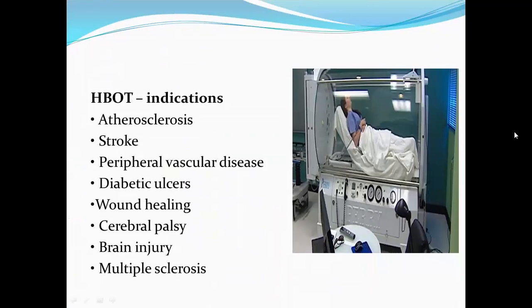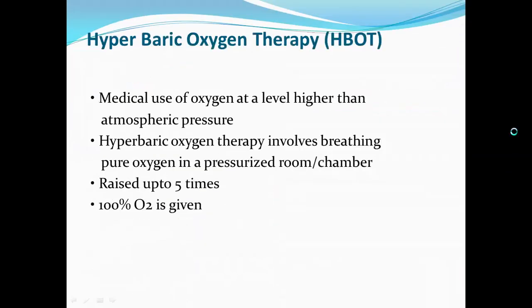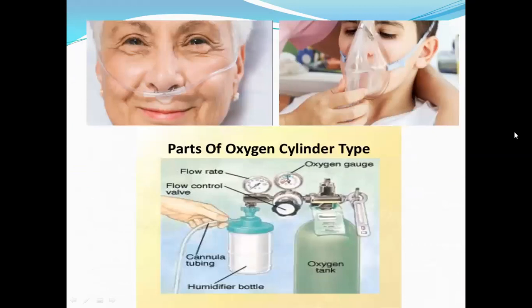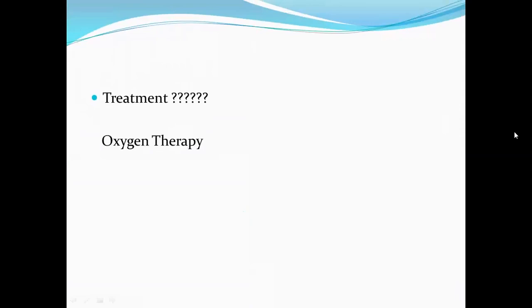The indications for giving this HbO2 are atherosclerosis, stroke, peripheral vascular disorders, diabetic ulcers, wound healing, cerebral palsy, brain injury, and multiple sclerosis. Many of these disorders can lead to hypoxia, and here you require hyperbaric oxygen therapy. Very commonly, a question asked regarding oxygen therapy is: what type of hypoxia is most benefited by oxygen therapy? If you think of the four types, which will be the most beneficial?